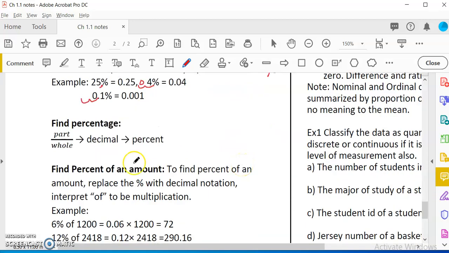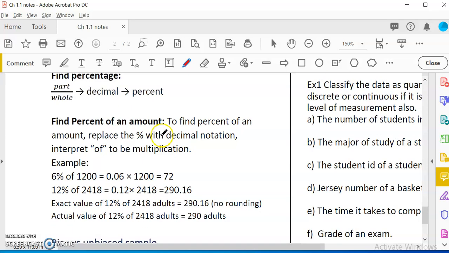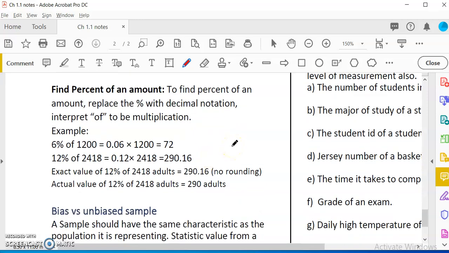How do I find percent? Percent is actually a representation of a fraction. So you describe how many parts it is out of the whole. So the count of the category over the total data would be a percentage. When it is represented in decimal form, we call it a proportion, and we can change it into percentage.